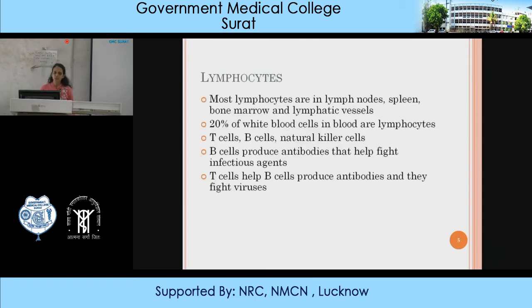Lymphocytes are the cells in the lymph node, spleen, bone marrow, and lymphatic vessels, and they are B and T types of cells. B cells, more in number, mainly produce antibodies which help to fight infectious agents. T cells, when activated by some viral insult, help to activate B cells and they produce antibodies.